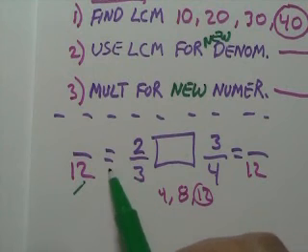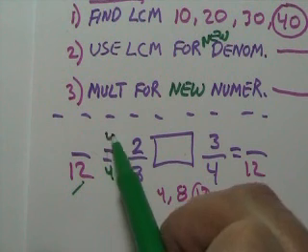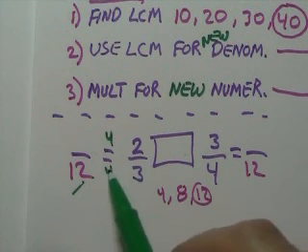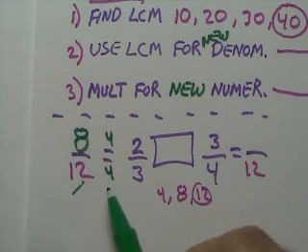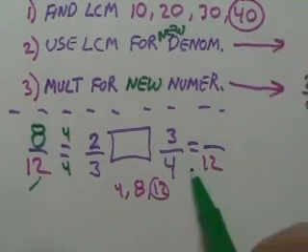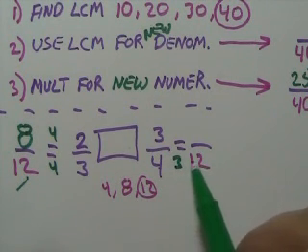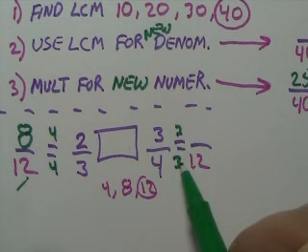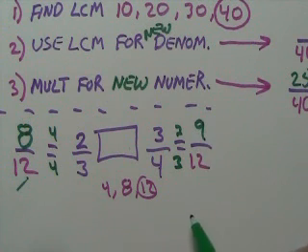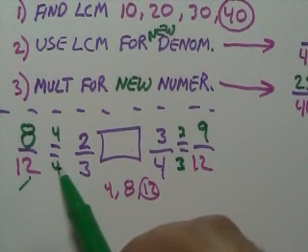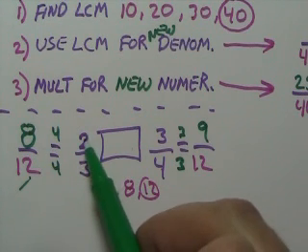So let's see. 3 times 4 is 12. So I'm going to put a little 4 there. So 2 times 4 is 8. That's our new numerator. On the other side, we have 4 times something is 12. 4 times 3 is 12. So I'm going to use the same number, 3, on the top. 3 times 3 is 9. Okay? So whatever number you use on the bottom to get the denominator, you also have to use on the top.